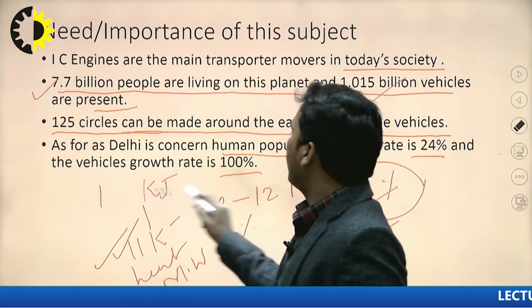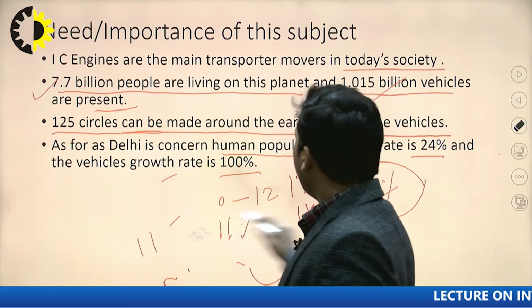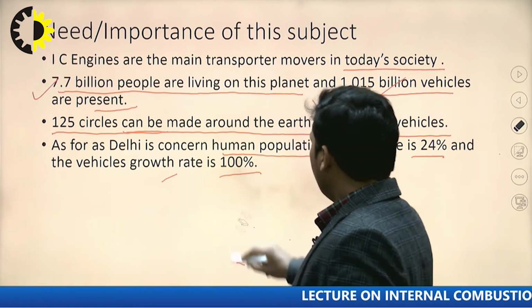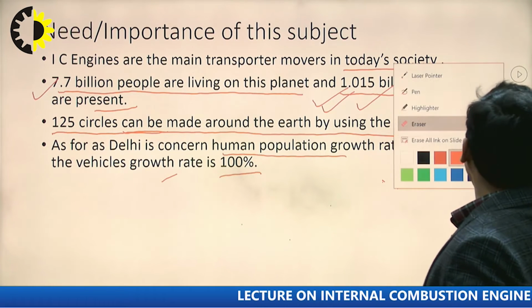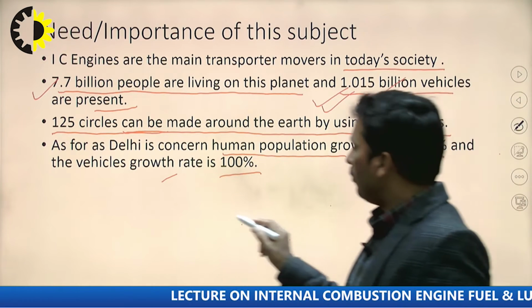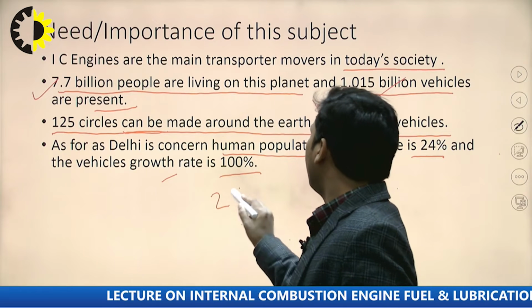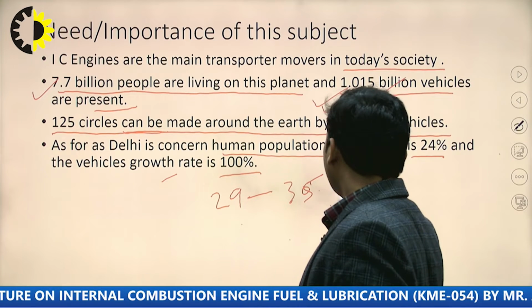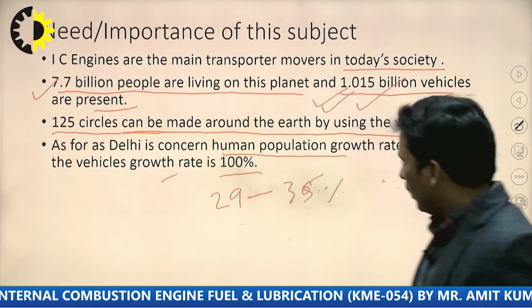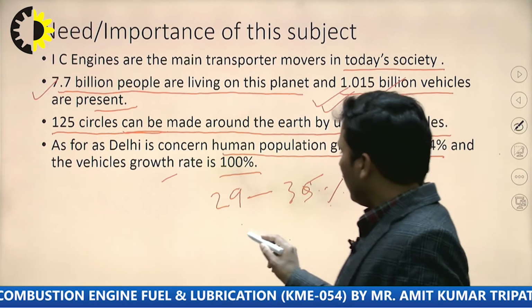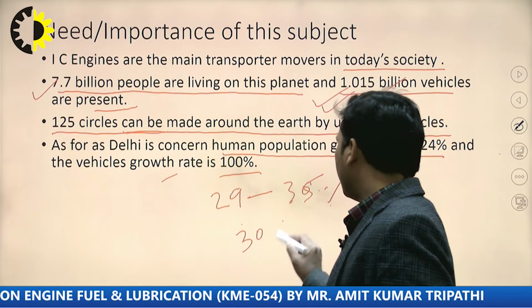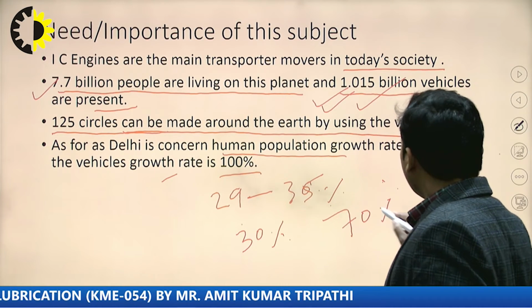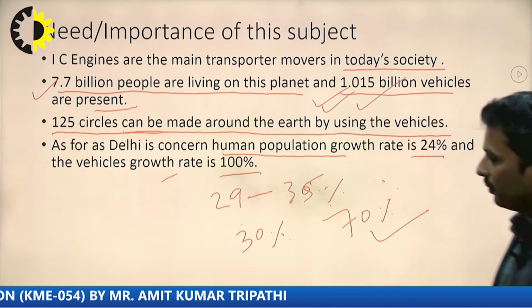If I am talking about the four-stroke engine, the thermal efficiency of a four-stroke engine is in the range of 29 to 30%, 35% maximum. If we assume that the thermal efficiency of the four-stroke engine is 30%, then the remaining 70% is liberated into the atmosphere.